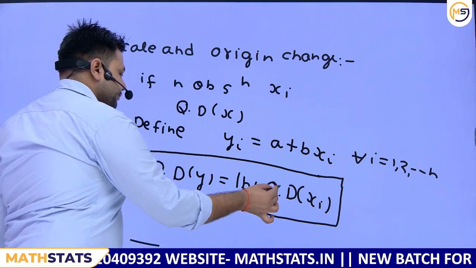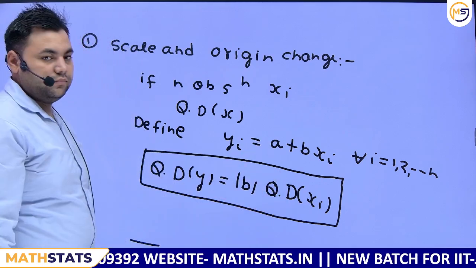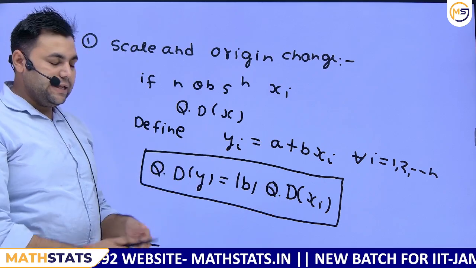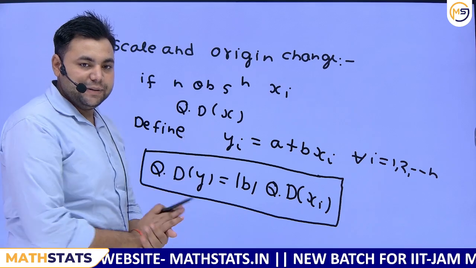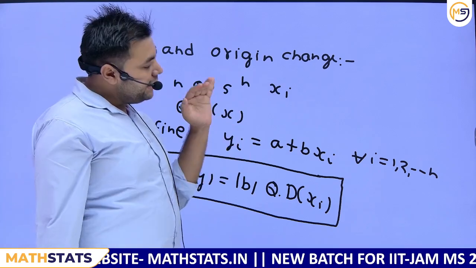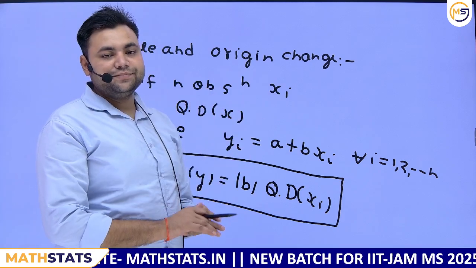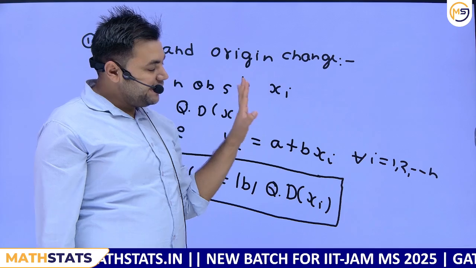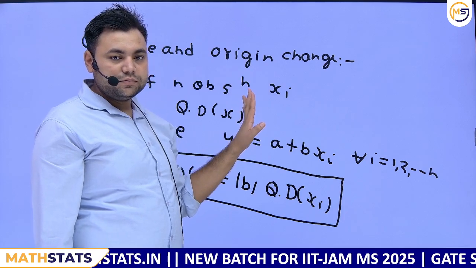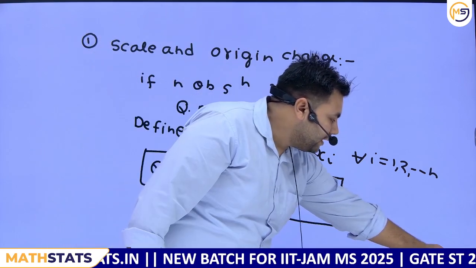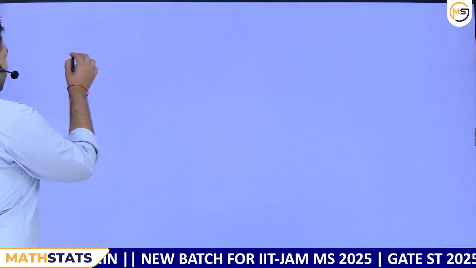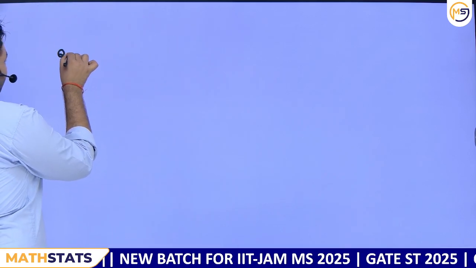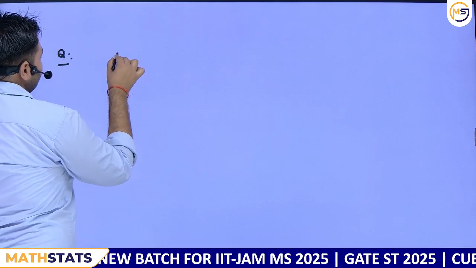ये जैसे as you change the standard deviation, as you change the mean deviation, in a similar way this also changes. Okay, here there is no effect of origin, but there is the effect of scale. Now we are talking about a question. Okay, so first consider one example.